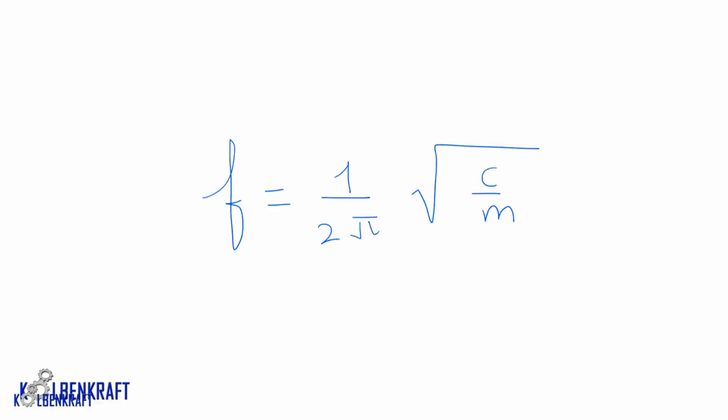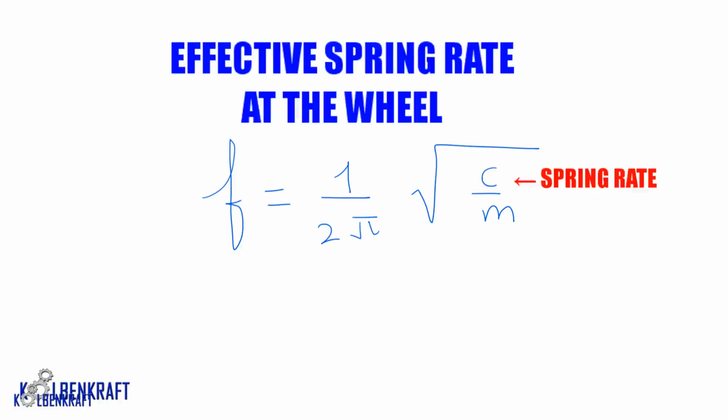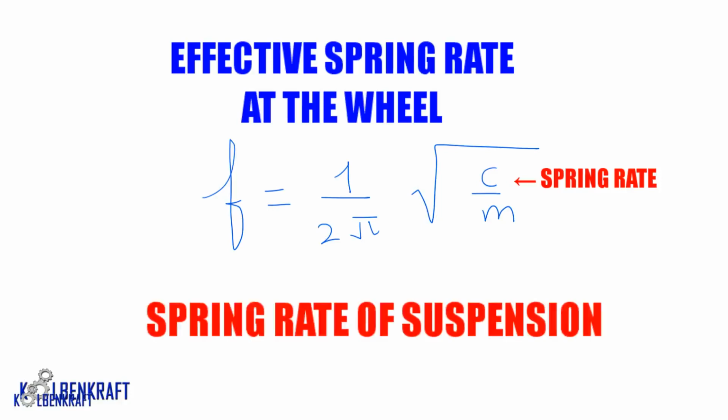But the thing doesn't end here yet. When we talked about the frequency, we saw that it is directly dependent on the spring rate. But the spring rate we are talking about here is the effective spring rate which is available at the wheels. This is much different than the spring rate available in the suspension system itself, that is, the spring rate of the springs. So these two terms are very different, and how do they differ from each other? We'll see that in the next video.